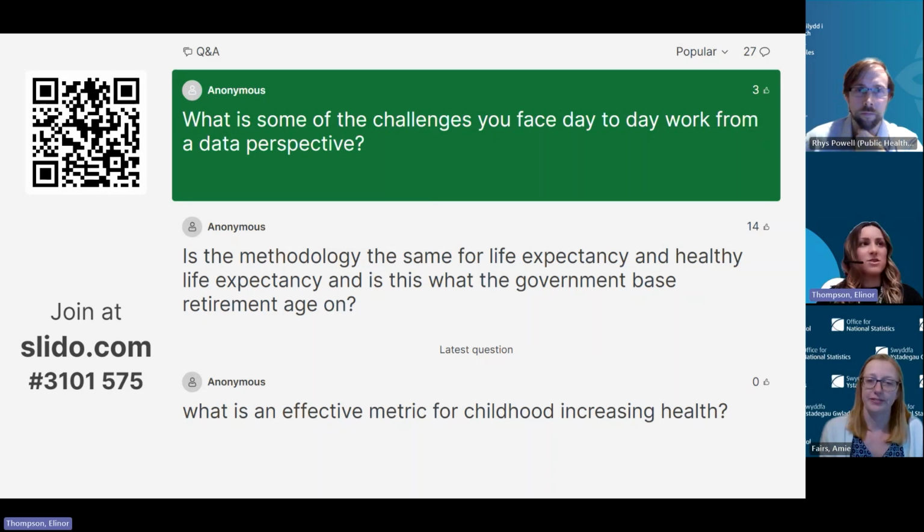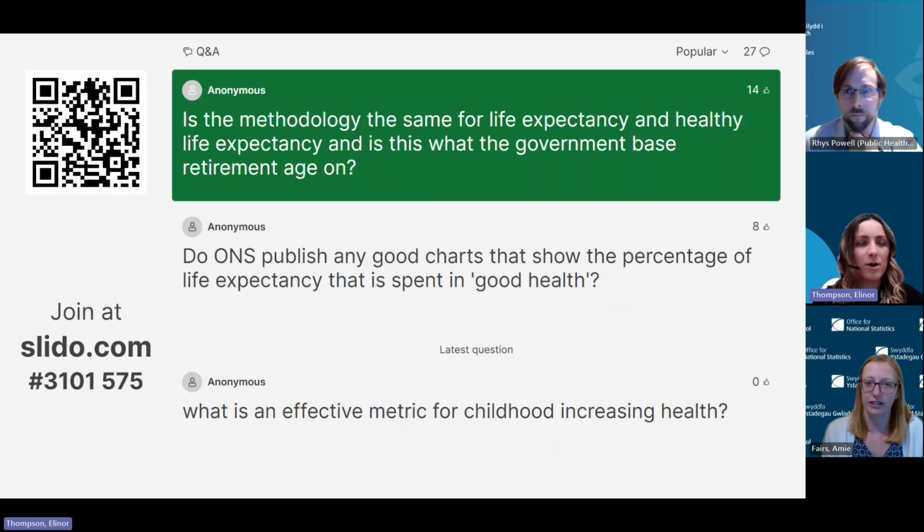Lovely, thank you very much. I think we've got time for a few more questions. So the next question is, is the methodology the same for life expectancy and healthy life expectancy? And is this what the government based retirement age on?